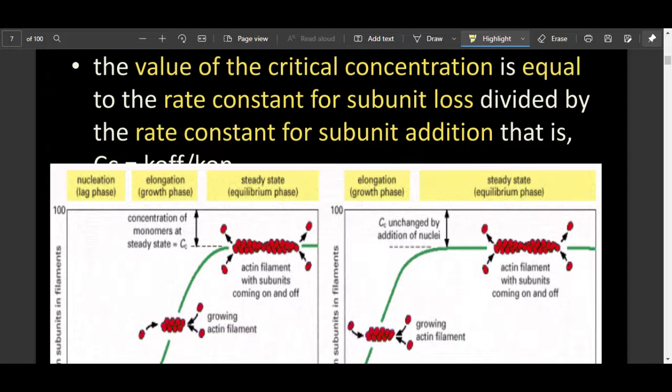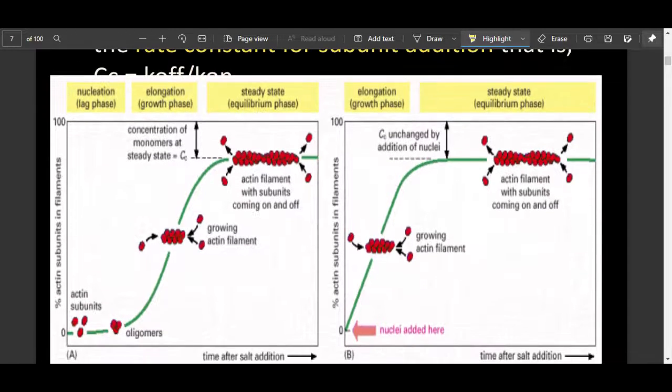Here is the figure: firstly the nucleation lag phase, secondly the elongation phase, thirdly the steady state phase. Here the actin subunits and nucleation occur, then the oligomer grows into an actin filament, then the actin filament has subunits coming off and coming on.